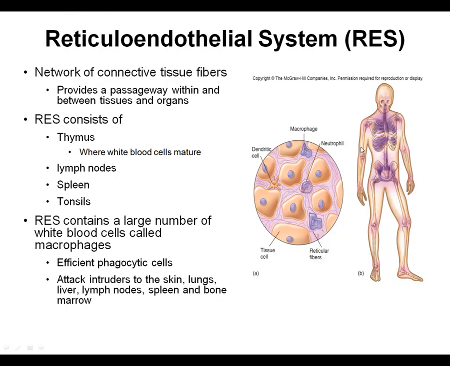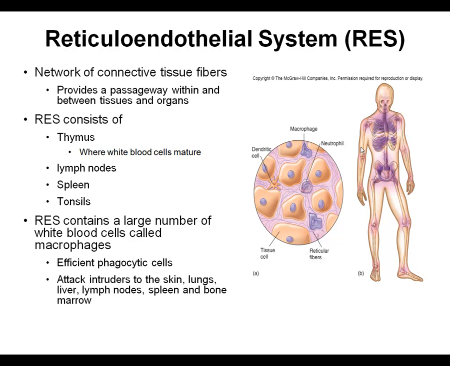The reticuloendothelial system, or the RES, is essentially a network of connective tissues. It's going to provide a passageway between tissues and organs that allows for the movement of white blood cells within that pathway. This is essentially a filter. It's like a big filter.